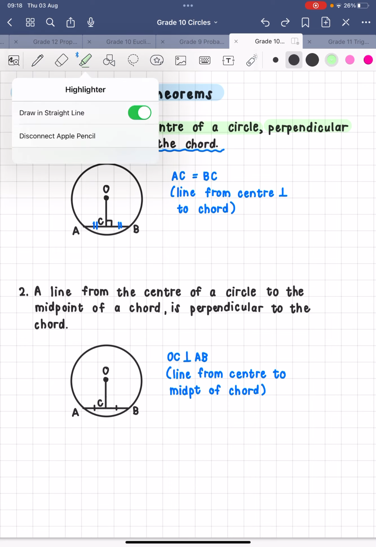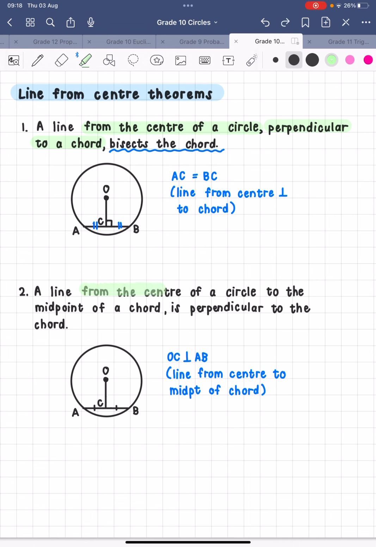So here the condition is, again, that it's from the center of a circle and then it is to the midpoint of a chord. That is the information that they have to give us, right? It's going from the center and it is going to the midpoint of a chord. Then what is the result of that? It is perpendicular to that chord. So that is what we are using this theorem for, when we need to show that that is a 90-degree angle. They're telling us that it's going to the midpoint, it's bisecting the chord, and we are then going to state that that is a 90-degree angle.